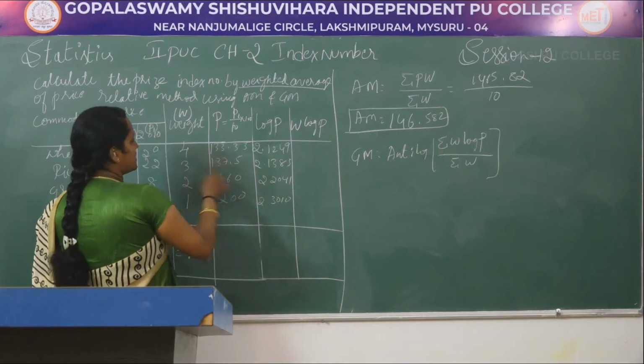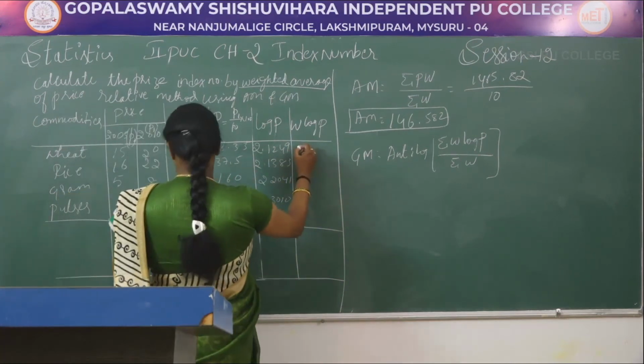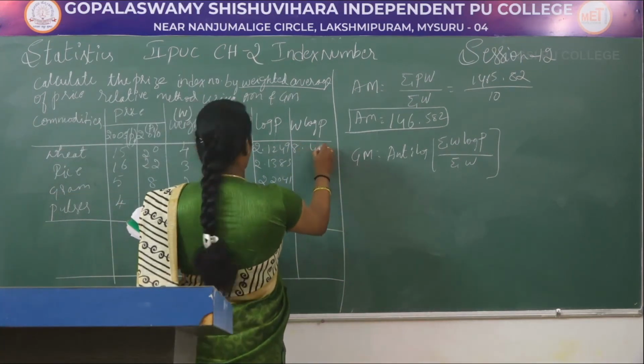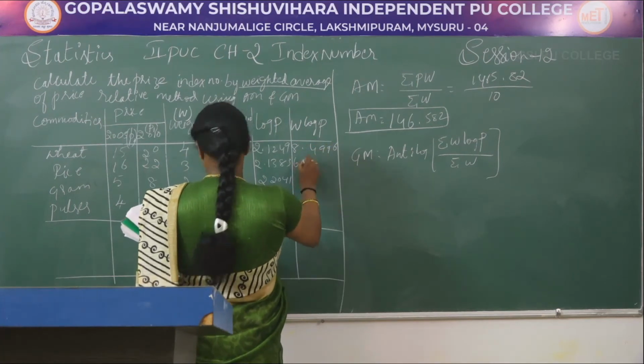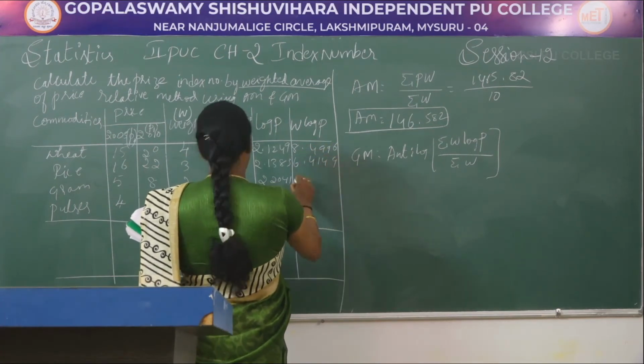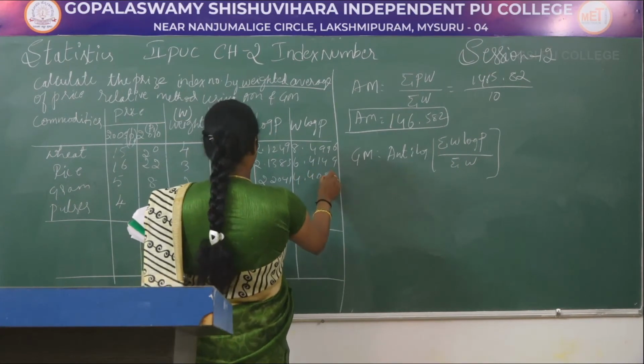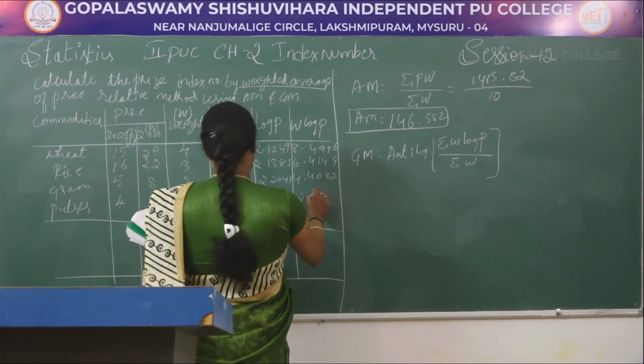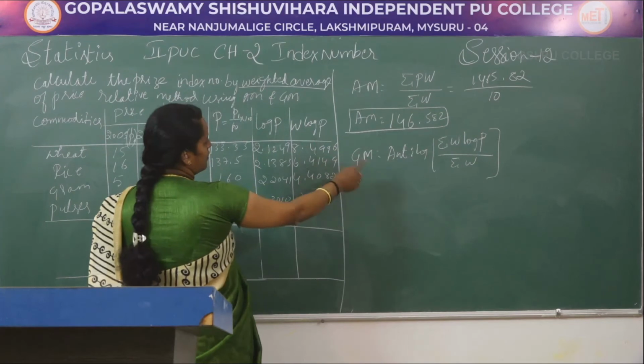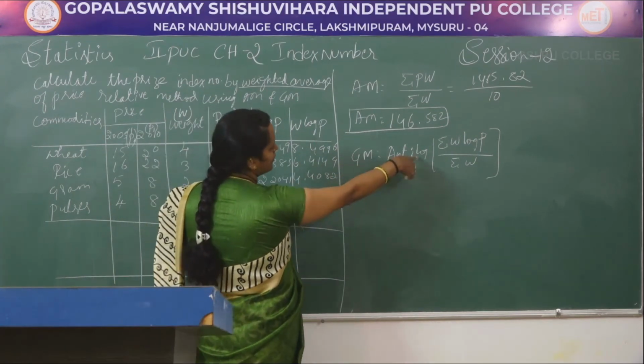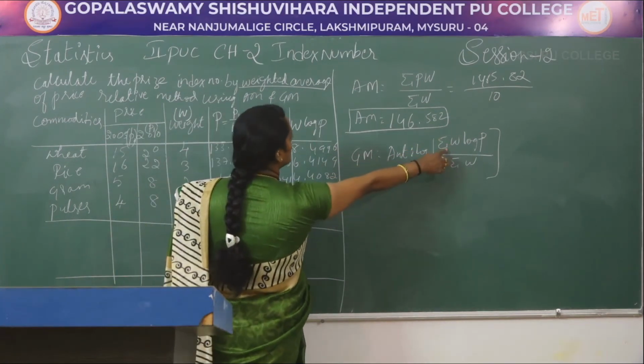That is, I should multiply these two columns. That is, values are 8.4996, 6.1419, 4.4082, 2.301. Now, to find out a GM for anti-log, the summation of W log P.